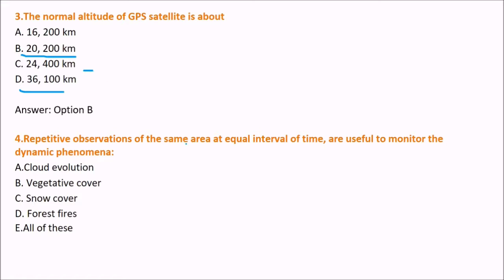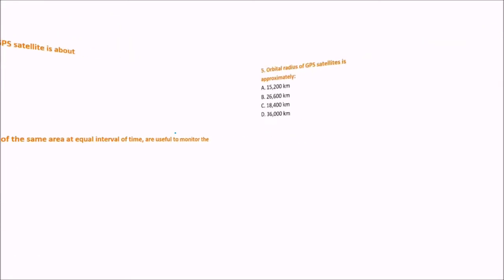Next is, repetitive observation of the same area at regular interval of time is useful to monitor the dynamic phenomena of cloud evolution, vegetable cover, snow cover, forest fire. All of this. The answer is all of these. So repetitive observation of the same area at equal interval of time is useful to monitor the dynamic phenomena of cloud evolution, vegetable cover, snow cover, forest fire, etc.